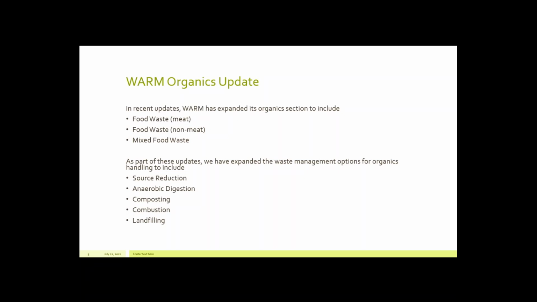So in these recent updates, we have expanded our organics food waste section to include food waste meat, which is poultry and beef, food waste non-meat, which is fruits and vegetables, dairy and grain. And then we have our mixed food waste category, and that represents an average of mixed food over something that maybe we aren't currently modeling, like pork or fish. And as part of these updates, we've expanded the waste management options for organics handling to include source reduction, anaerobic digestion, composting, combustion, and landfilling.